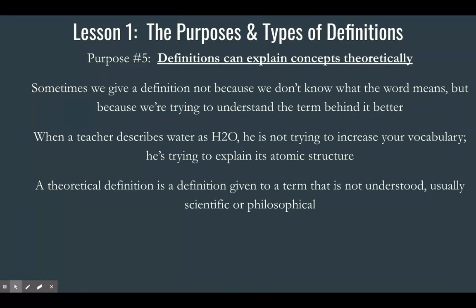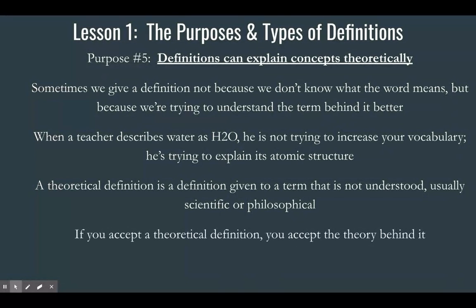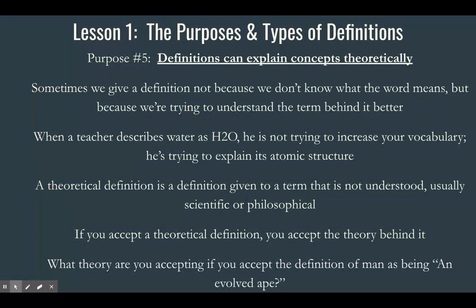So here's your fourth type of definition, a theoretical definition, a definition given to a term that is not understood, usually scientific or philosophical. So for example, if I defined man as an evolved ape, what theory am I saying I believe in? Evolution. And so if I said to McKeever, man is an evolved ape, and McKeever says, you're right, Mr. Wood, then McKeever has just now accepted the theory of evolution because he's accepted my definition. If you accept a theoretical definition, you accept the theory behind it.